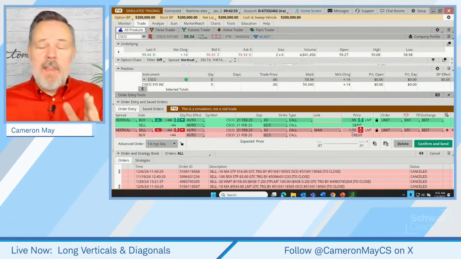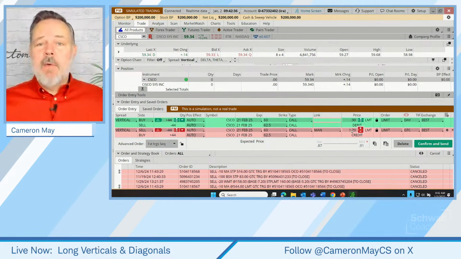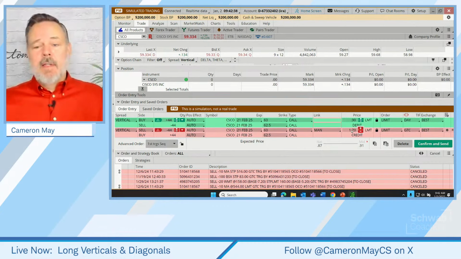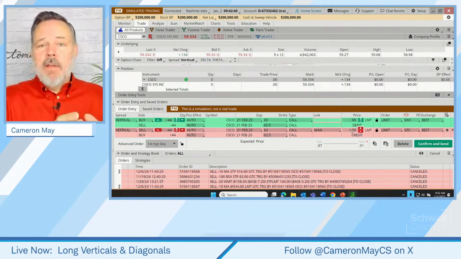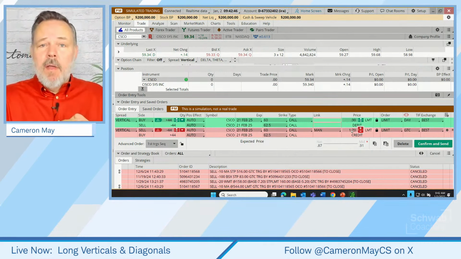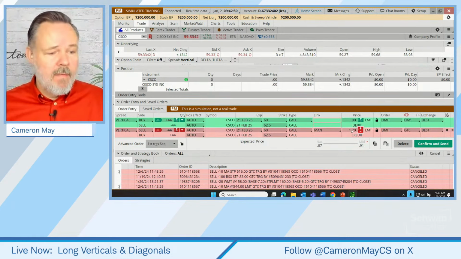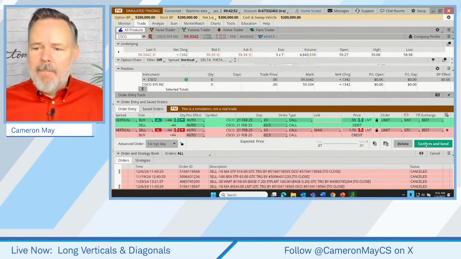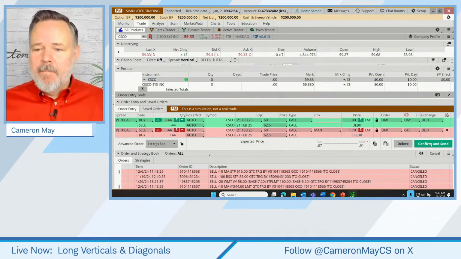If not, cancel that sell order and wait to see what earnings brings, because we have 90 cents at risk with as much as $1.60 that we could make. That earnings, yeah, it could damage the portfolio, but it carries more potential than risk. All right, let's click confirm and send.